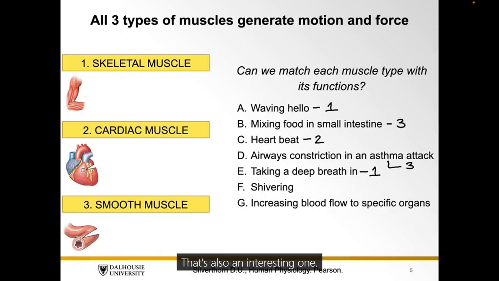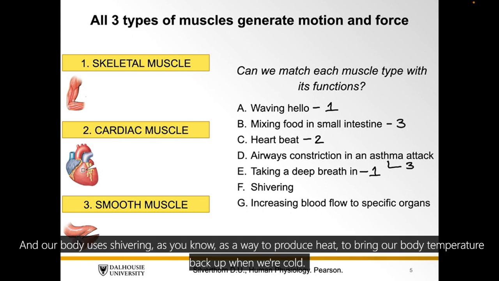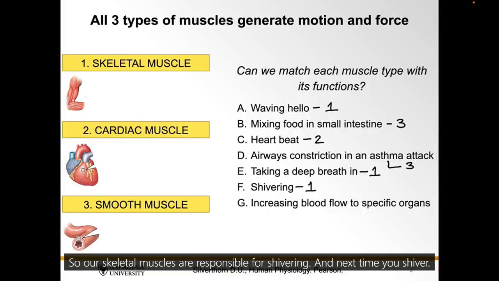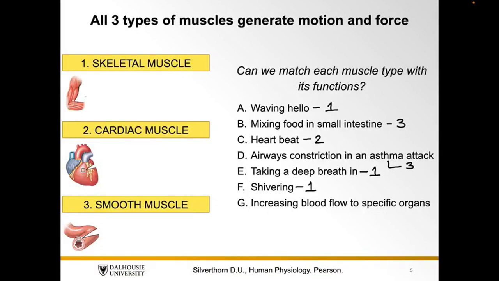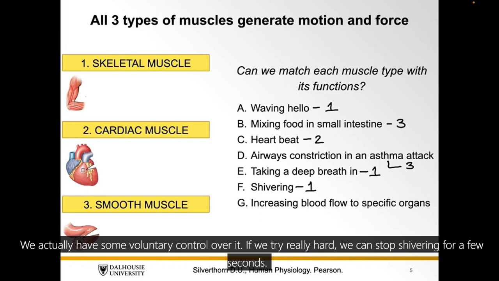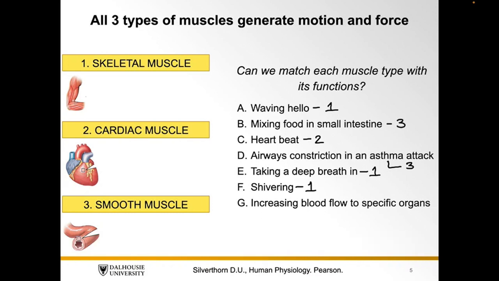Shivering, that's also an interesting one. So shivering is actually the contraction of skeletal muscle. And our body uses shivering, as you know, as a way to produce heat to bring our body temperature back up when we're cold. So our skeletal muscles are responsible for shivering. And next time that you shiver, we actually have some voluntary control over it. If we try really hard, we can stop shivering for a few seconds.